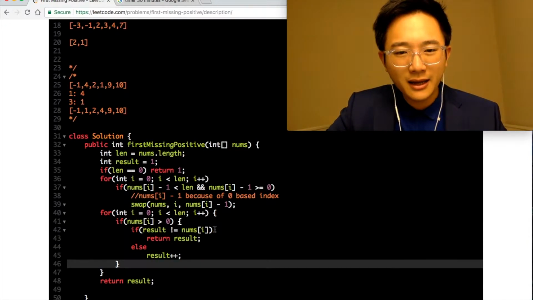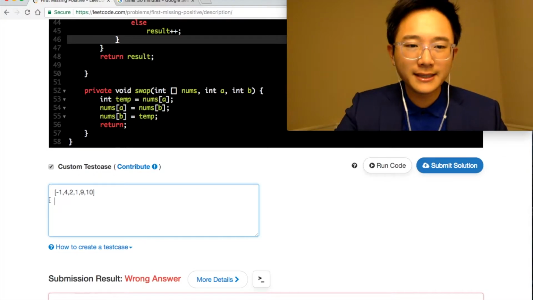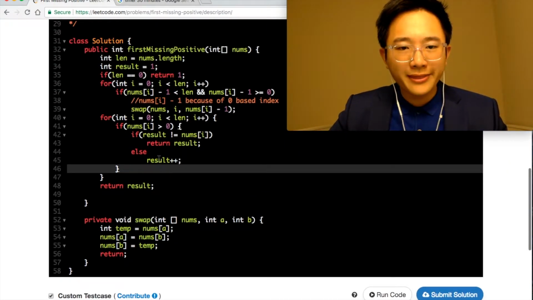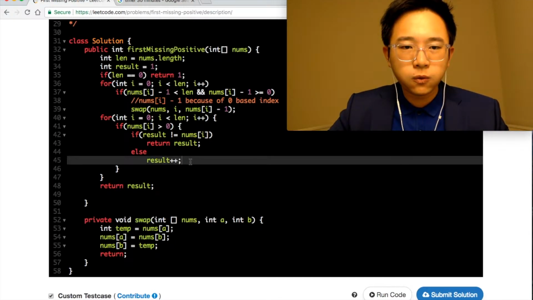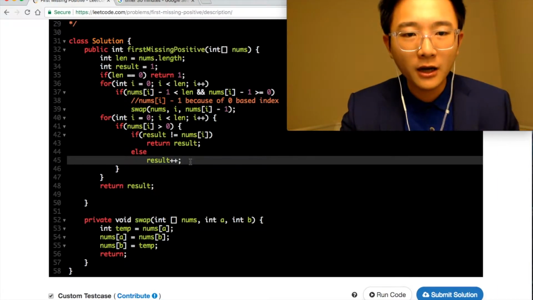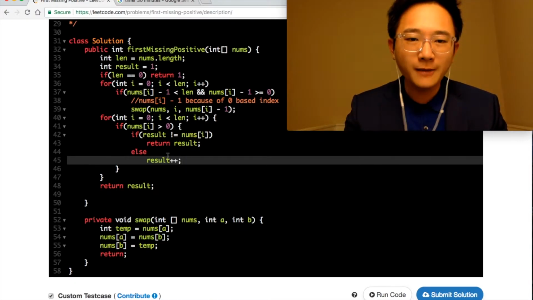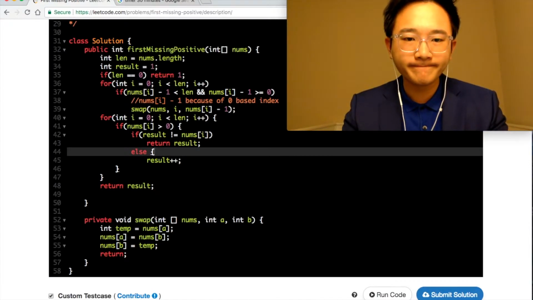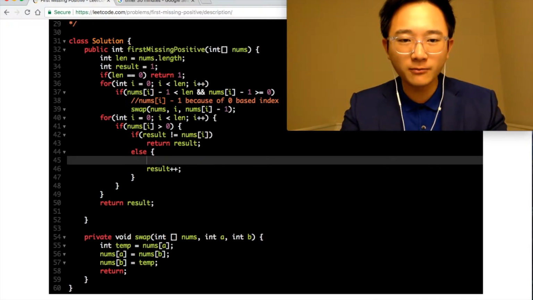I don't understand. Okay, you know what? I'll just test this. This is pissing me off. I need to have some tea. Okay, now result plus plus. You know what? I'm going to print it out.